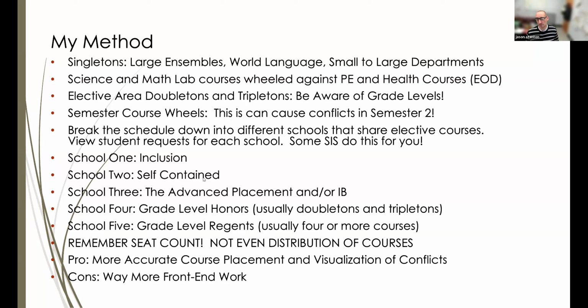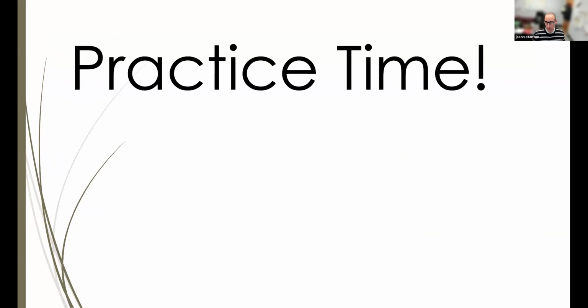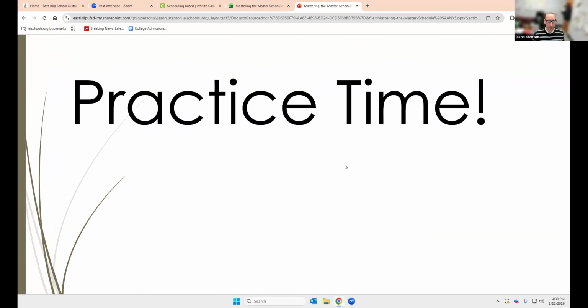And you have to backtrack through the schedule to find out, well, why are all my inclusion students not getting something? Well, if you built them all first, you could check all the inclusion students to make sure they were getting everything they needed to get. And then so on and so forth down the line. All right. So I'm going to show you some of this stuff in practice now.